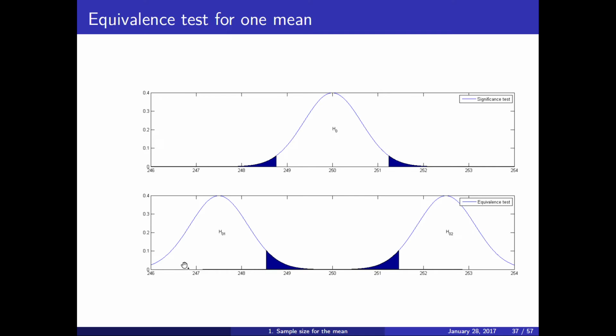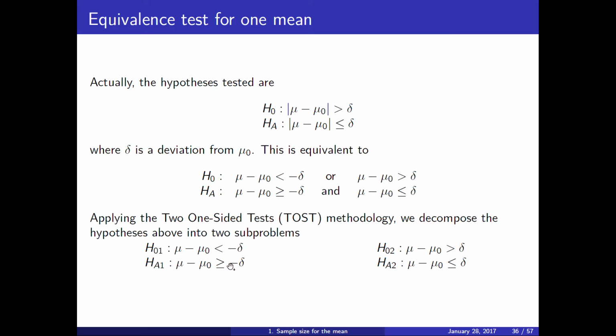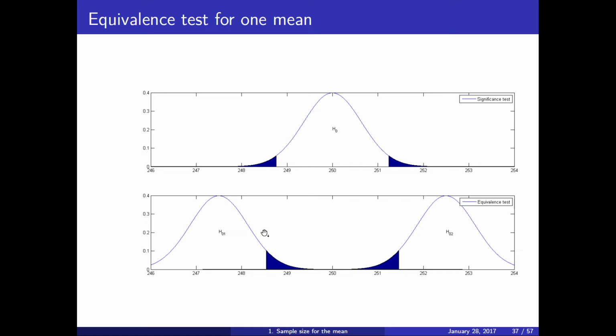So you have one at mu minus delta, the other one at mu plus delta. And they are one-sided, because you only have to look at one. We are using these larger or equal signs. So we reject the null hypothesis if the value is larger than here. We reject this null hypothesis if the value is smaller than here.